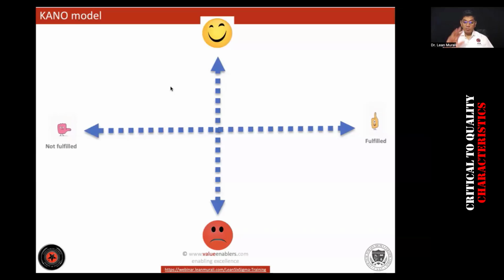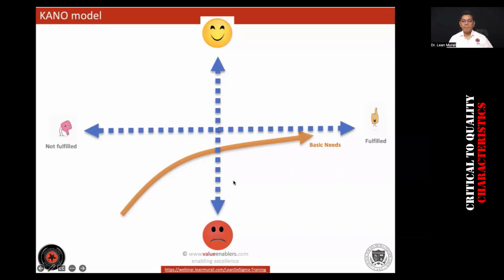Okay, let me explain with an example. He classifies the needs of the customer into three different types. One is called basic needs. Okay, all of you type BN in the chat box. Basic need. If there is one thing that you want to take away today, you should take away this Kano model. It's such an important framework to understand.